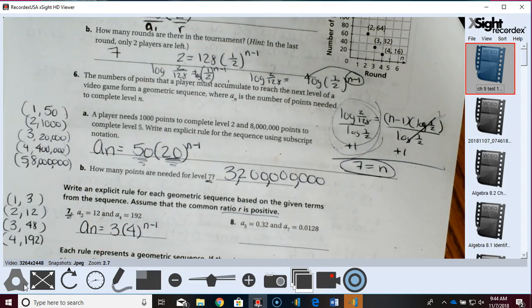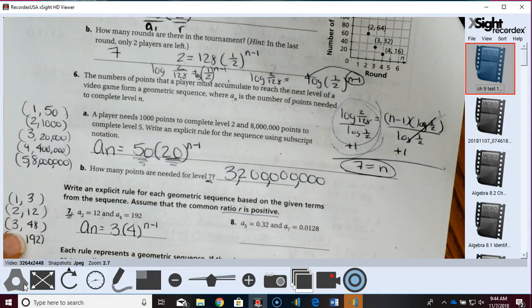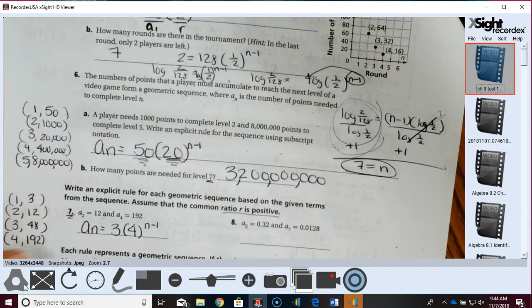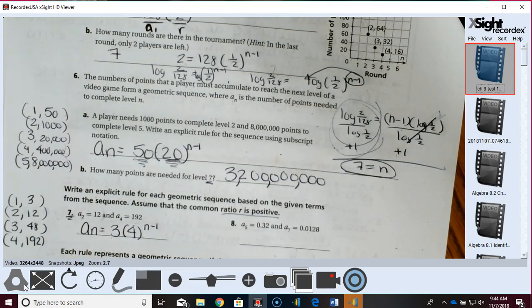So what I did was I did 192 divided by 12, which gave me 16. And I had to multiply something twice to get to that, so the square root of 16 is 4. So 12 times 4 is 48, times 4 is 192. 12 divided by 4 was 3. So times 4 times 4 times 4. Common ratio, term 1, to the n minus 1. Does that make sense?